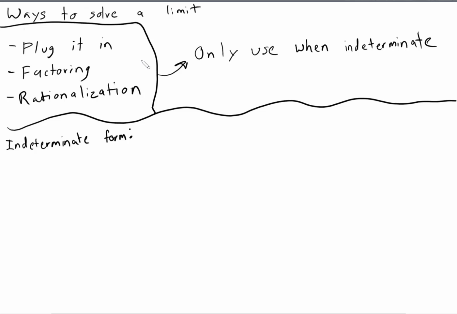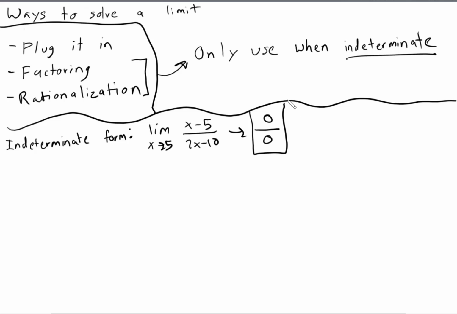Now, you only use factoring and rationalization when your limit is in indeterminate form. Well, what is an indeterminate form? Let's say you wanted to find the limit of x minus 5 over 2x minus 10 as x approaches 5. Well, if you just try plugging in 5, what do you get? 5 minus 5 is 0, 2 times 5 is 10, 10 minus 10 is also 0. How do you solve a limit like this when it's 0 over 0? We haven't learned that yet, right? So this is actually known as indeterminate form.